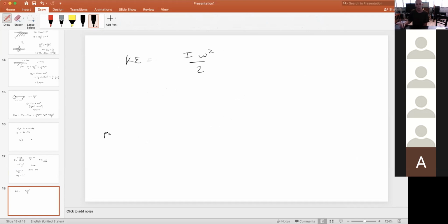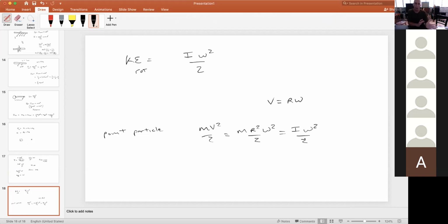For a point particle, this is for rotation. For a point particle, remember that mv squared over 2 is kinetic energy. But we know v is r omega, assuming that r is constant, rolling without slipping. So I get m r squared omega squared over 2. And what this becomes for a point mass is I omega squared over 2.